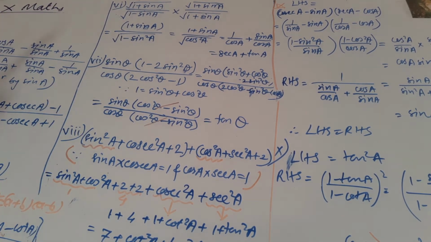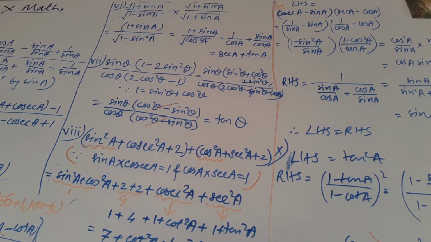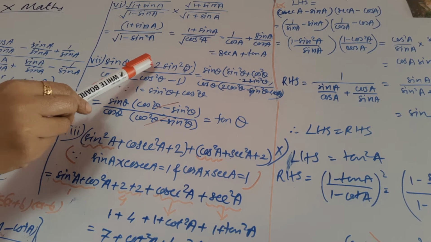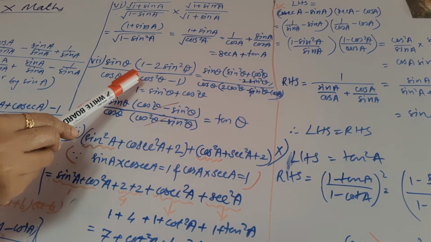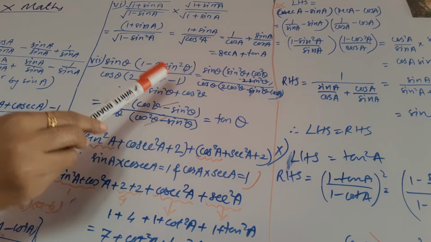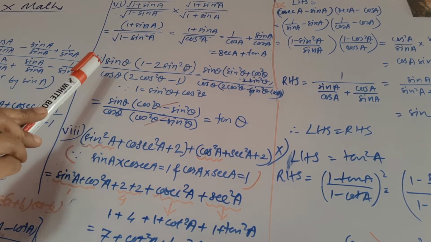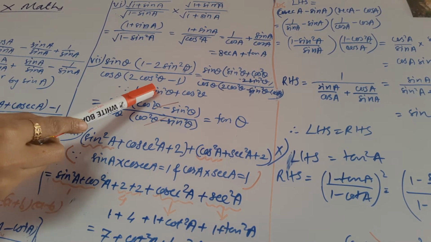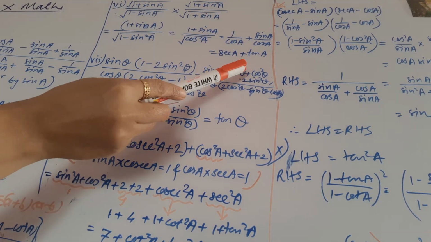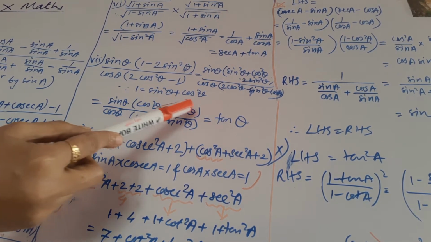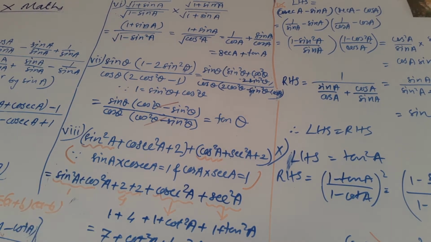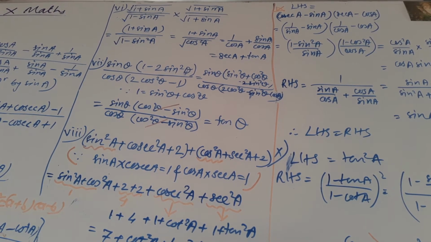Now in the seventh question, it is given in such a way that we can see that from the numerator something is taken common, and that is sin theta, and from the denominator we can take out cos theta common. After taking sin theta common, we will get 1 minus 2 sin square theta, and here we will get 2 cos square theta minus 1. Now instead of both these 1s, we can put sin square theta plus cos square theta. After putting sin square theta and cos square theta, we will get it like this. Now these are common, and we are going to get sin theta divided by cos theta, that is nothing but tan theta.